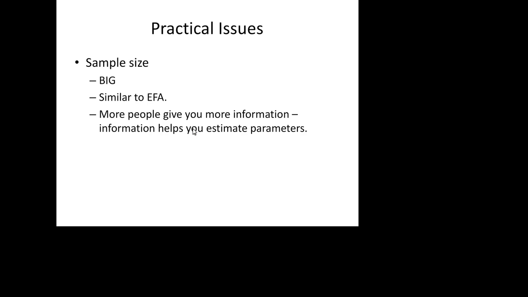And then some just practical issues. You have to have a lot of people, right? This is very similar to EFA. You're building sort of big models. The more people you have, the more believable it is. Because if you only have 50 people, it might be hard to estimate because one outlier is going to cause you problems. So always think about this as more people, more information. More information is always a good thing. That helps me estimate parameters better. It helps me estimate all of the different pieces better.